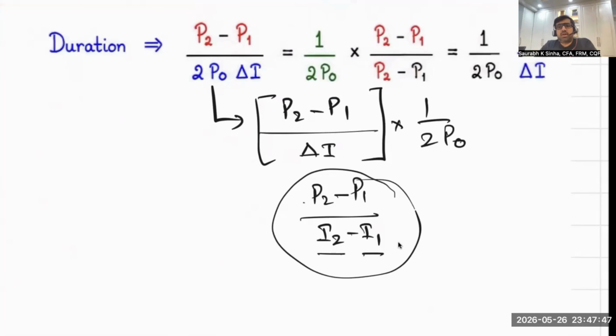So duration is what? A slope. Now you would say, no sir, I'm doing division by P naught. That is just to convert it into percentage terms, right? You're just changing something which is absolute into percentage. That's it.